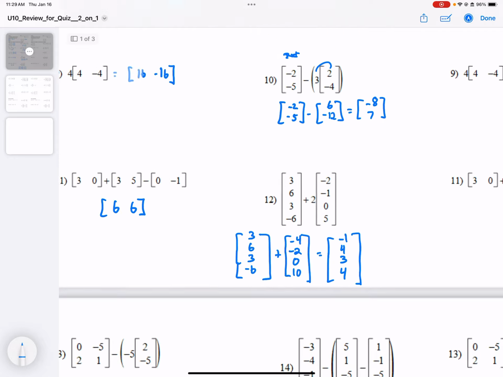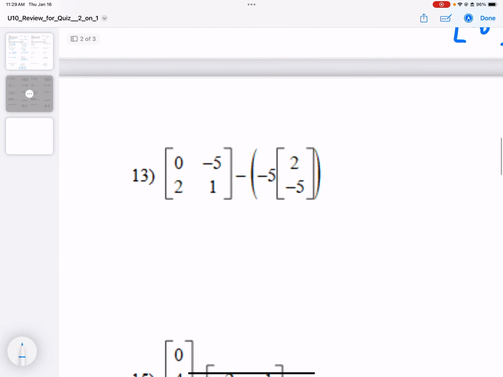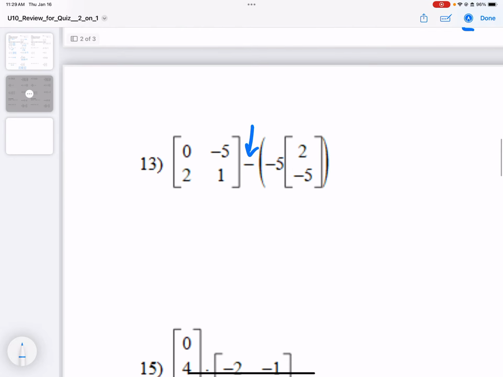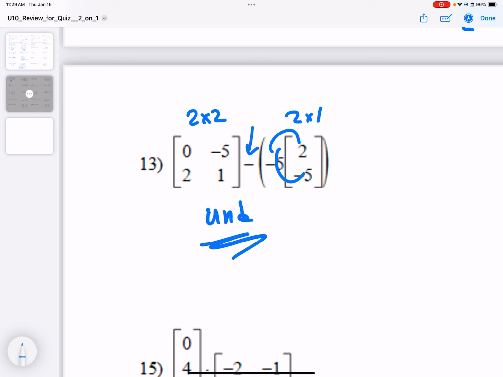When I go to the second page, number 13, look at number 13. I've got a subtraction symbol in there, so I need to make sure the matrices are the same. I've got a 2 by 2 and a 2 by 1, and even when I do that, I'm still going to have, so we can't do it. Undefined.